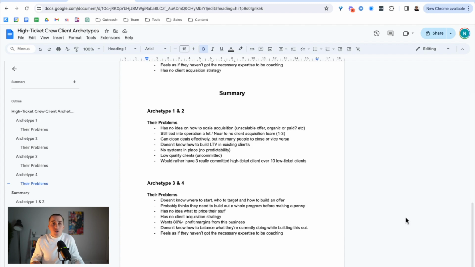Now, what I mean by that is you don't know how to get to the next step. You don't know whether it's paid ads that you need. You don't know whether it's organic that you need, or maybe you're doing either one and you just don't know how to scale it. So maybe it's your offer, right? Maybe you've got an unscalable offer, but you can't really pinpoint what it is that's stopping you from scaling.